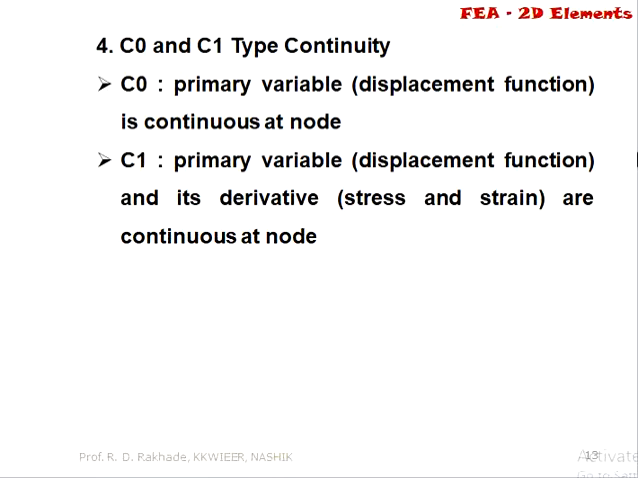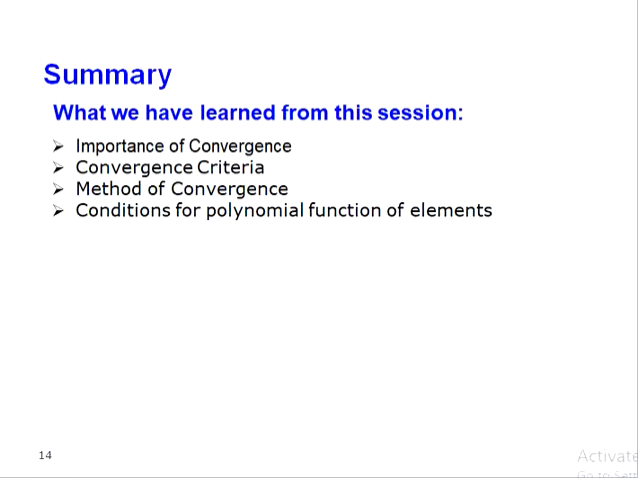Fourth condition, that is C0 and C1 type continuity. So C0 is nothing but the primary variable, or displacement function, is continuous at node. We already discussed what we mean by continuity or continuous. Then C1: the primary variable, that is displacement function, and its derivative, which may be considered as stress and strain, are continuous at node. So this is regarding the different conditions for polynomial equation. So in this session we tried to learn the importance of convergence, convergence criteria, method of convergence, and condition for polynomial function of element.